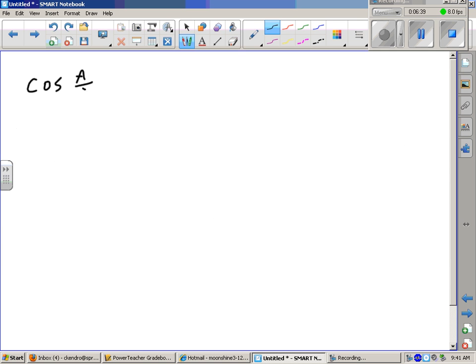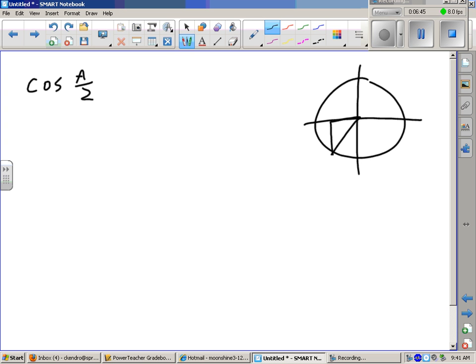Cosine of A over 2. I'm going to redraw that triangle, same thing. And it was -5 here, -12 and 13. So that's angle A. So cosine of A over 2 is the square root of 1 plus cosine A over 2, under the radical.